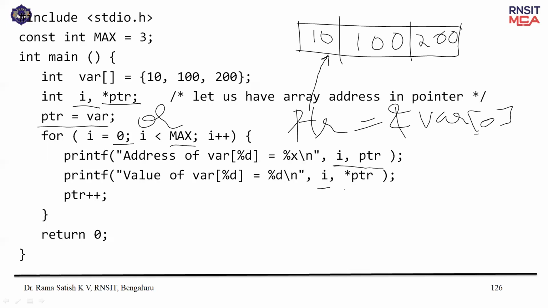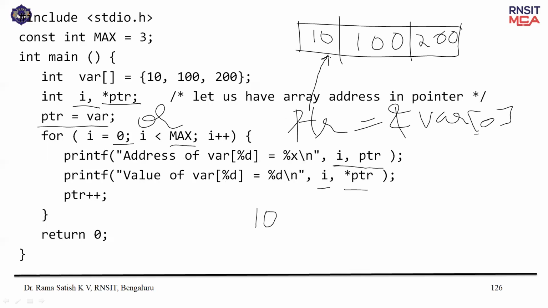Next, I and star PTR. The value of the first variable is 10, so it is going to print 10. Next, I plus plus, before that PTR plus plus. PTR plus plus, what happens earlier?